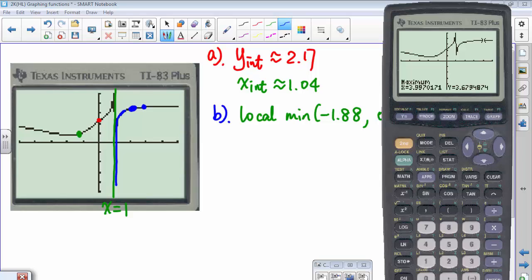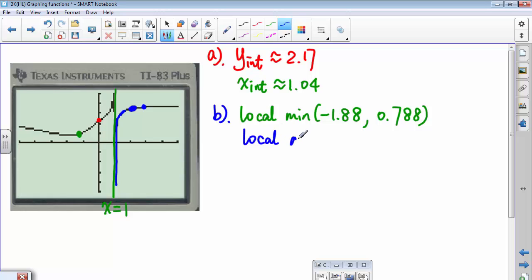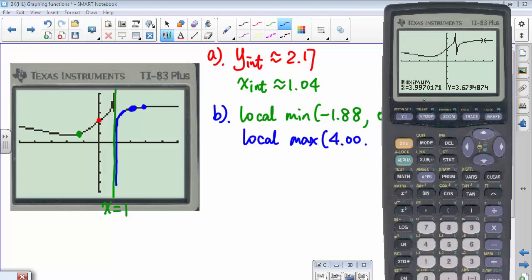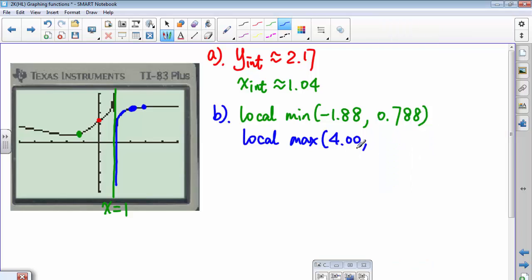Okay, so that's what I can find from the graphing calculator. So the local maximum point, the x value is around 4.00, right? Because we need to keep 3 significant figures. And the y value is around 3.68. Okay, we found the local minimum and the local maximum. The next step is, let's look at if there are any asymptotes of the function.